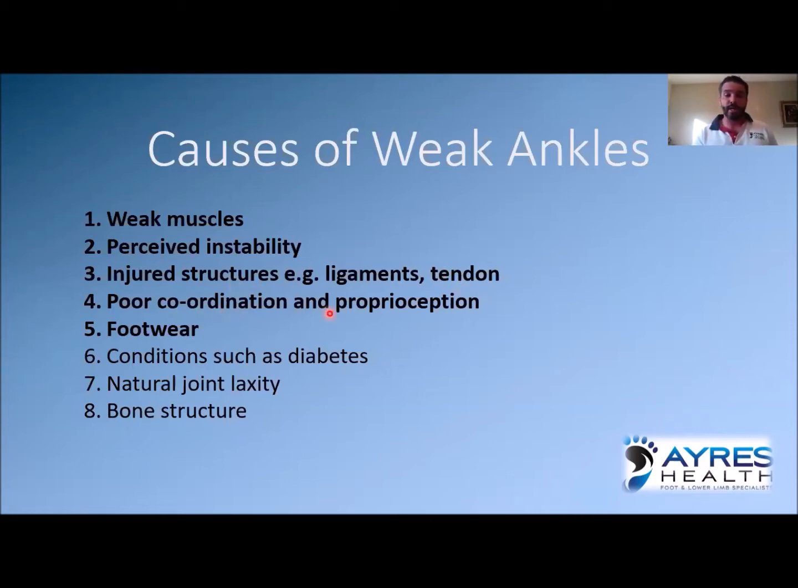Poor coordination and proprioception. Sometimes poor coordination can be because somebody is learning a new activity. Because they're learning the new activity, they haven't actually got the motor control in order to carry out that activity. They haven't got that coordination that's required. If you imagine somebody learning to play the piano, they can have really strong fingers, but they haven't got the finger control in order to play the piano. They haven't learned that dexterity. So coordination is another form of weak ankles.